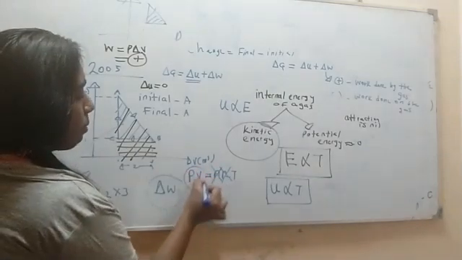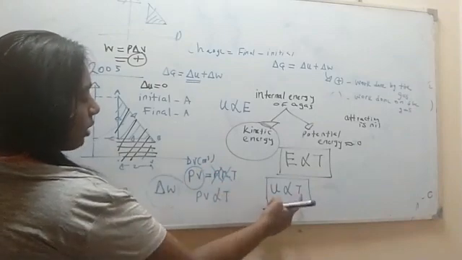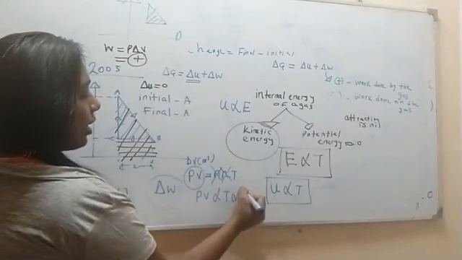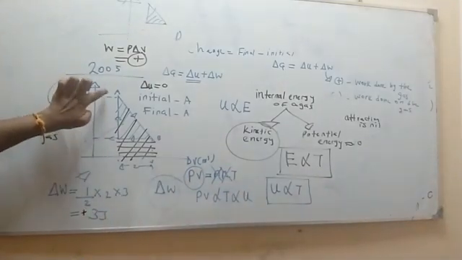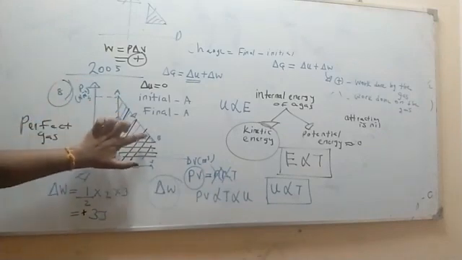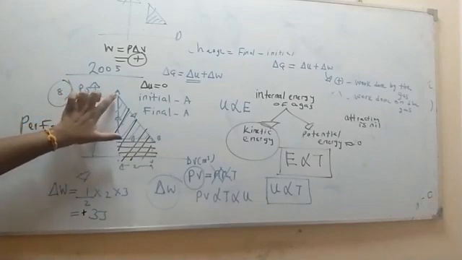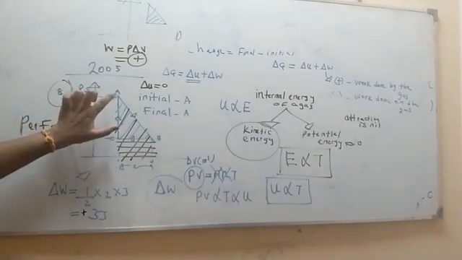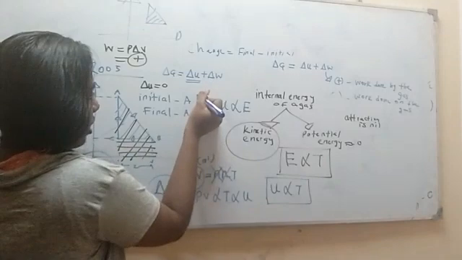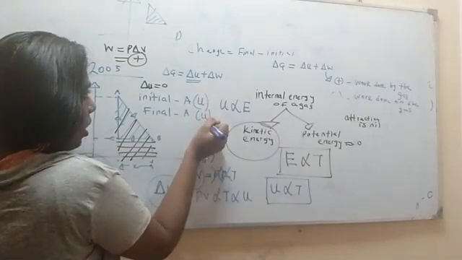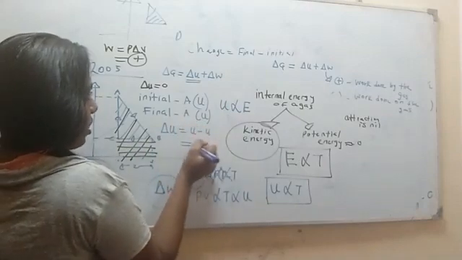Therefore, this PV product is directly proportional to temperature. But temperature is directly proportional to what? Internal energy. Initially it is at A. Then the gas goes from A to B, B to C, then C to A, and comes back to A. Therefore, the temperature change is zero. Same PV product means initially its internal energy is U, and now also its internal energy is U. Therefore, the change in internal energy, delta U, is U minus U, which is zero.